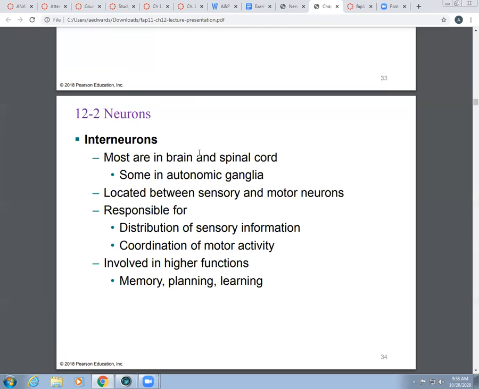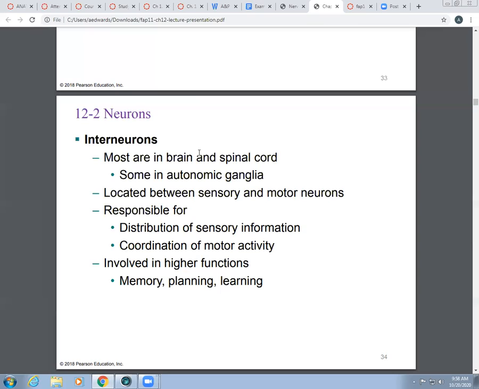All right, so with your interneurons, most are going to be in the brain and the spinal cord. But you do have some in autonomic ganglia. And where you're going to see these is in between sensory neurons and motor neurons. So that's the big difference. An interneuron, if you have one, is in between a sensory neuron and a motor neuron. Okay, that's like the big picture thing, all right?